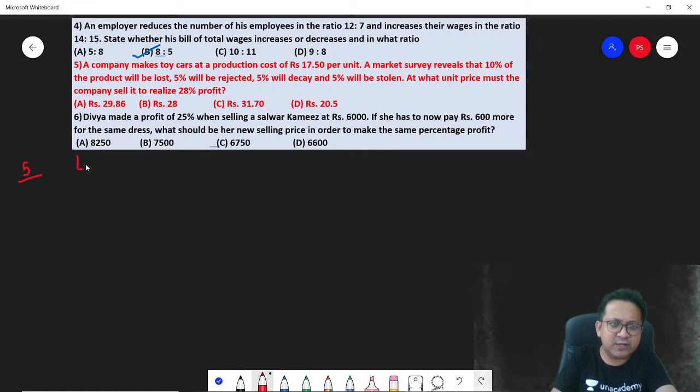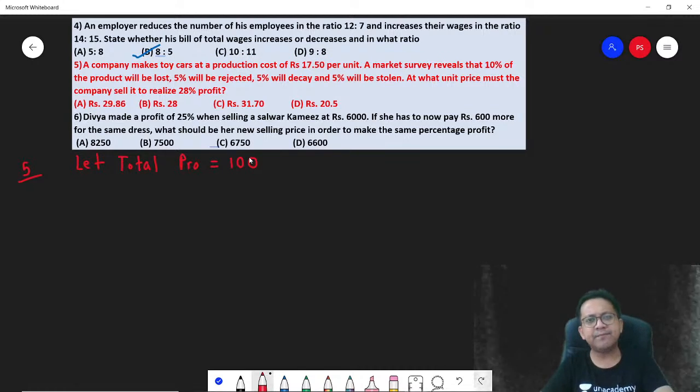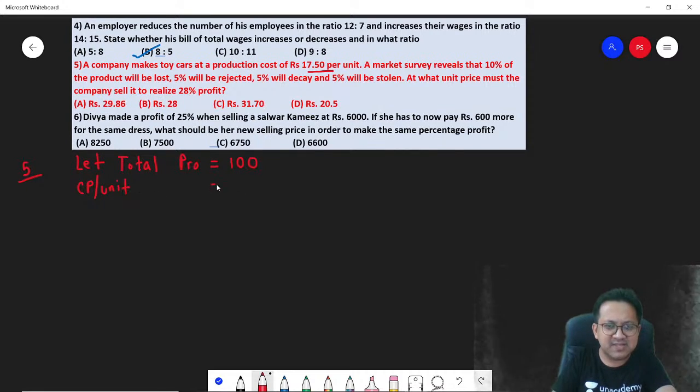So let's say total products is equal to some number you take. I think the easiest number to take will be 100. What is the cost price per unit? Cost price per unit will be 17.5. So total cost is 17.5 into 100, which is 1750.